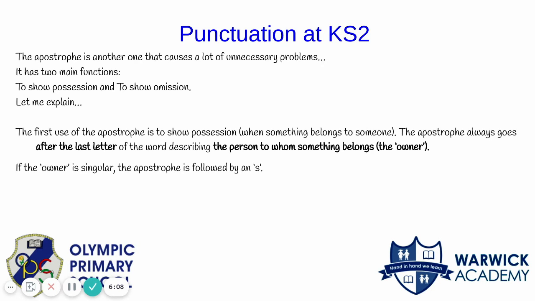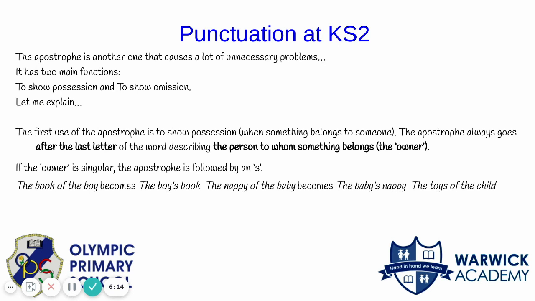If the owner is singular, the apostrophe is followed by an S. So you would put an apostrophe S. The book of the boy becomes the boy's book. The nappy of the baby becomes the baby's nappy. The toys of the child becomes the child's toys. So in each instance, there is one boy, one baby, one child. They are singular, so an apostrophe S.